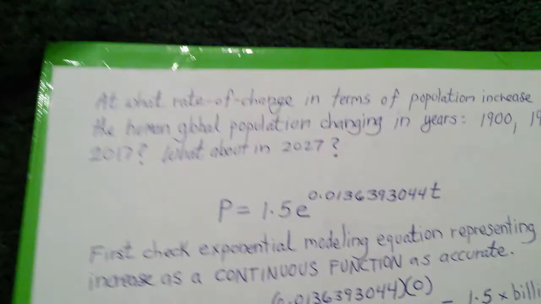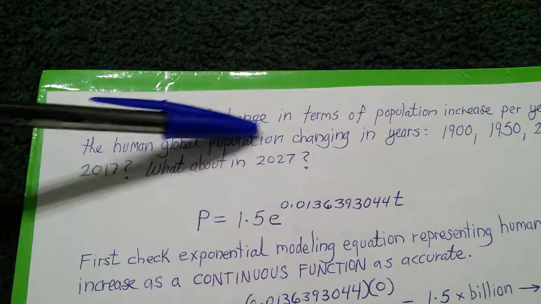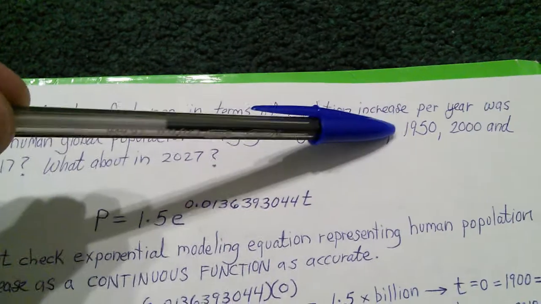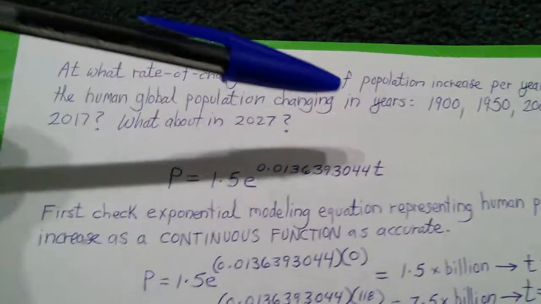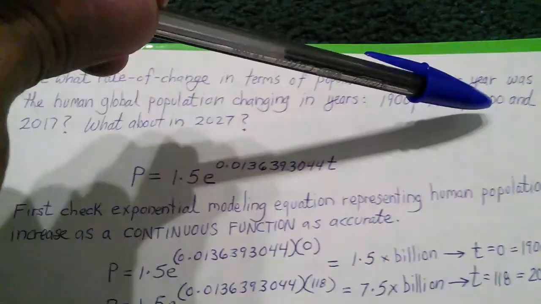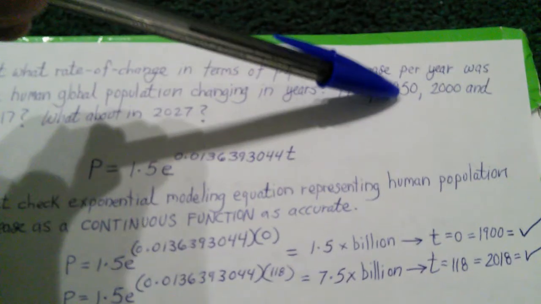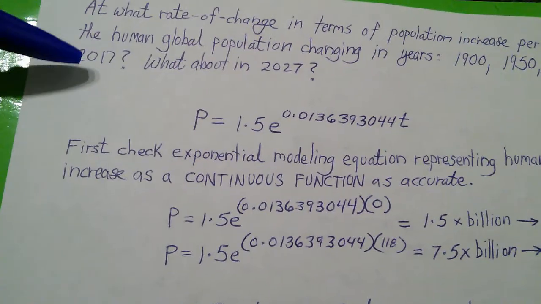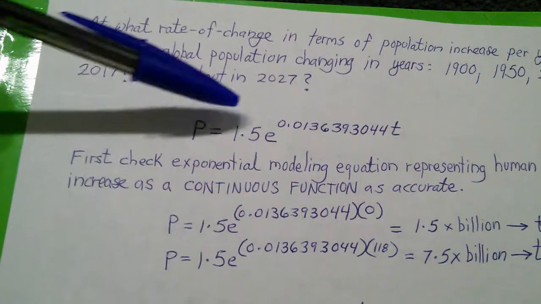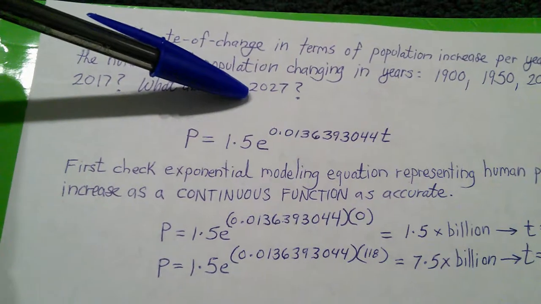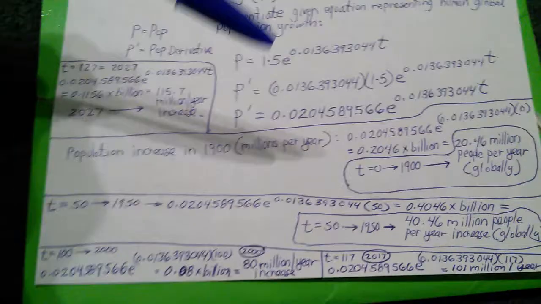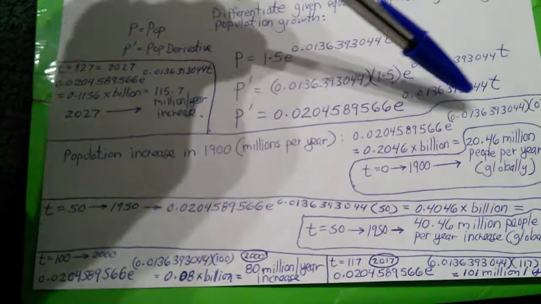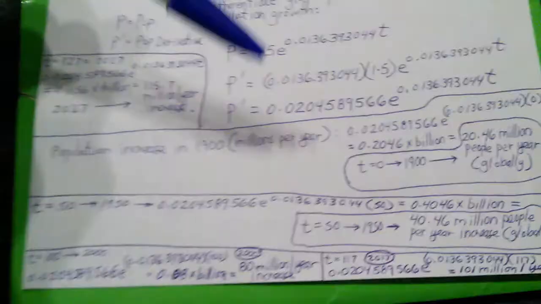So original question, at what rate of change in terms of population increase per year was the human global population changing in these years: 1900, so t is equal to 0, t is equal to 50, t is equal to 100, t is equal to 117, and then 127, because we want it right before 2028. So we go ahead and enter in those t values for whatever year.